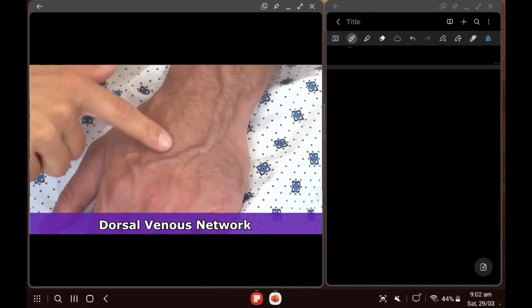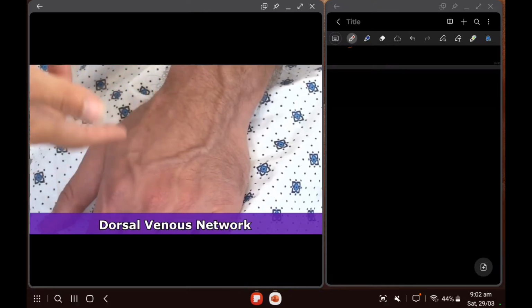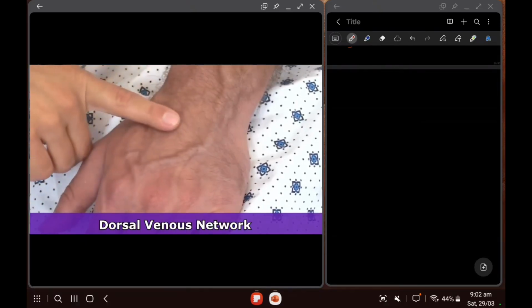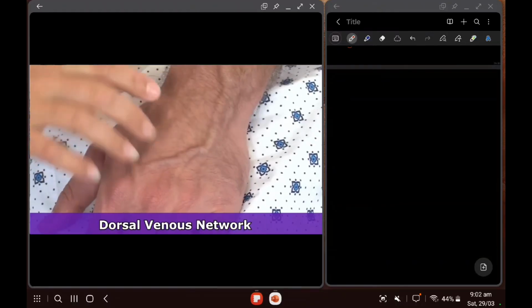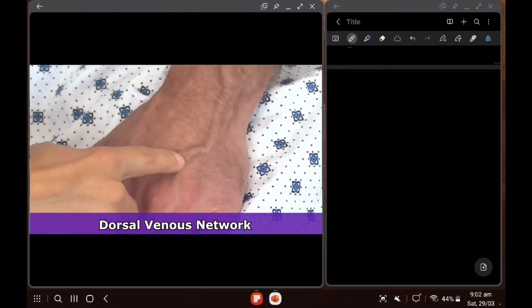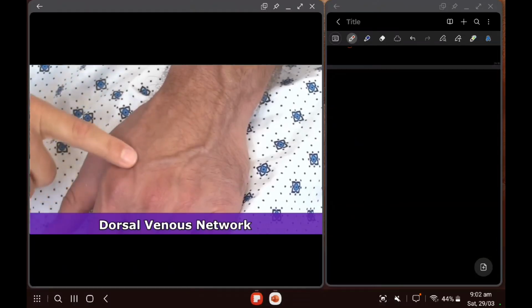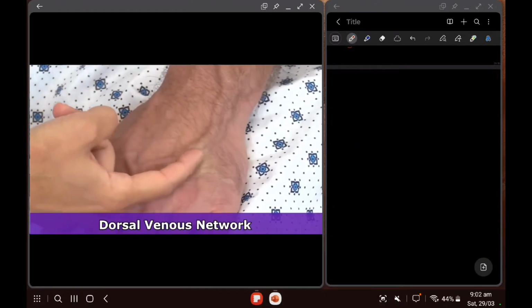And lastly, the veins of the hand, the dorsal venous network. And these veins are great for drawing blood, starting IVs. But some things you want to remember. First of all, these veins, like how this patient has their hand open, if you go to stick a needle in this vein with the hand in this position, this vein is just going to roll. See how that rolls like that?